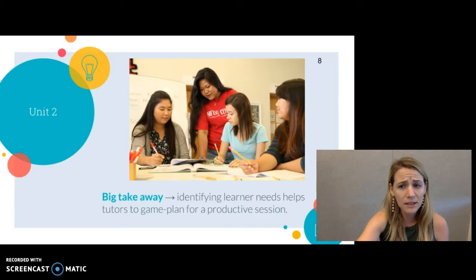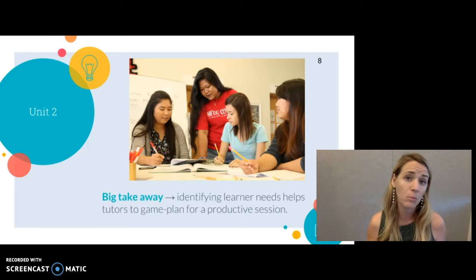Now within this unit, we're going to introduce you to the theory of identifying learner needs and those 3 domains of learning. We're going to illustrate why learners' needs are very important, and you need to be able to discover, validate, and classify those needs.